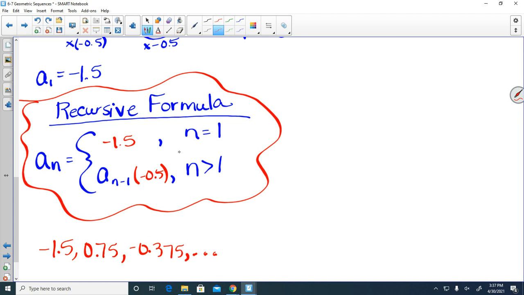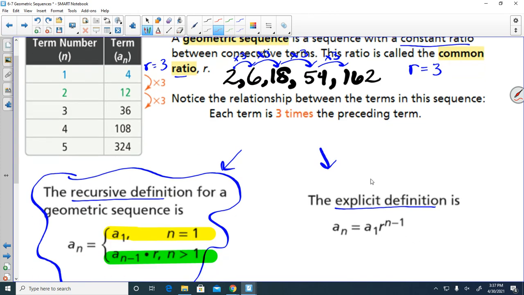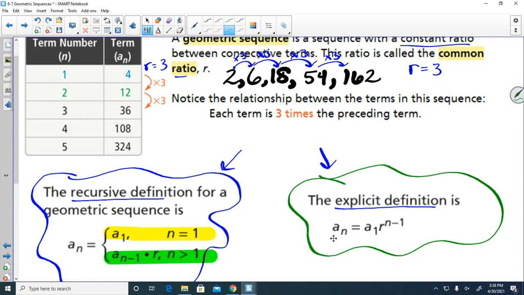Now that's cool, but the recursive formula really doesn't help us find terms that are further on down the sequence. So we have the other option. It's called the explicit formula, and it looks like this. And this explicit definition will generate any term I want in the sequence. So for the nth term, I need to use the first term, common ratio, and the number of the term I want minus 1. The n minus 1 is an exponent.